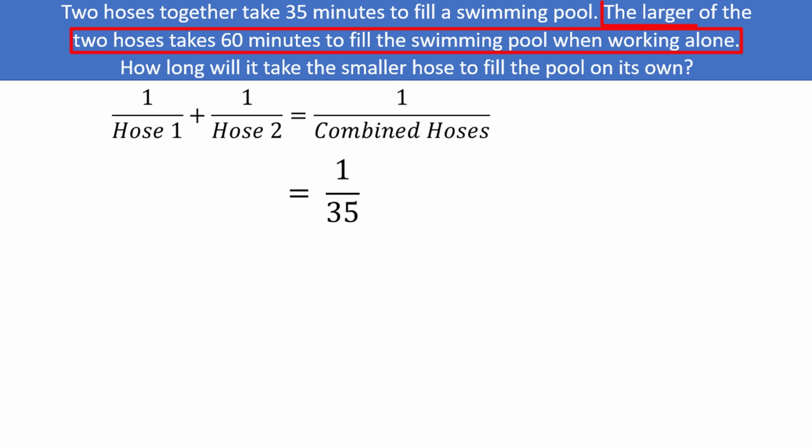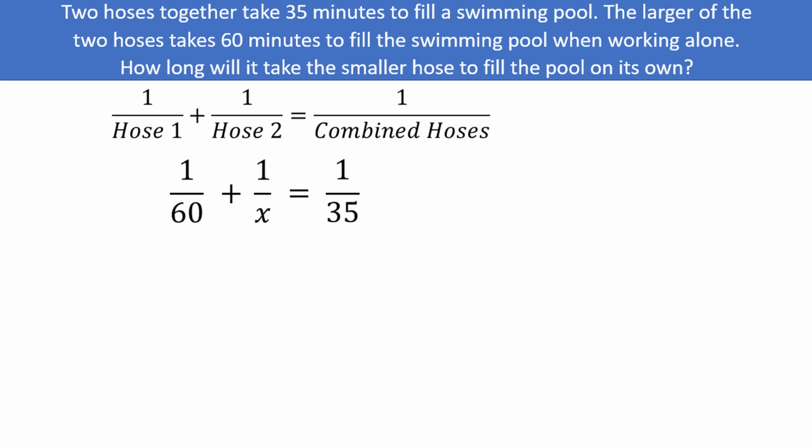It takes 60 minutes for the larger hose to fill the pool, so we can let that be the rate for hose 1, or hose 2, it doesn't really matter. We need to add that to the rate of the second hose, which we don't know yet, so we can let that just be 1/x. Altogether, we have 1/60 plus 1/x is equal to 1/35.